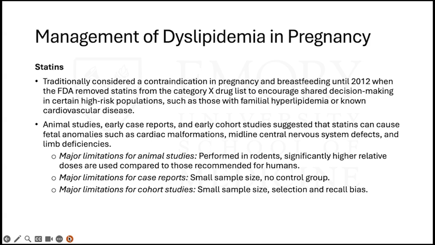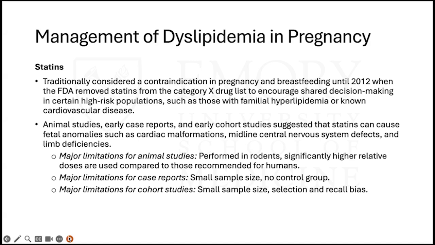However, there are many limitations that we have to consider when looking at the earlier studies. The animal studies were primarily performed in rodents, for example, and a lot of times significantly higher relative doses were given to these rodents when you compare them to the doses that we usually use in humans. Another limitation for case reports is that there are small sample sizes and usually no control group. And the major limitation for the earlier cohort studies is that, again, they had small sample sizes, and a lot of times they were done retrospectively, so there was a lot of opportunity for both selection and recall bias.